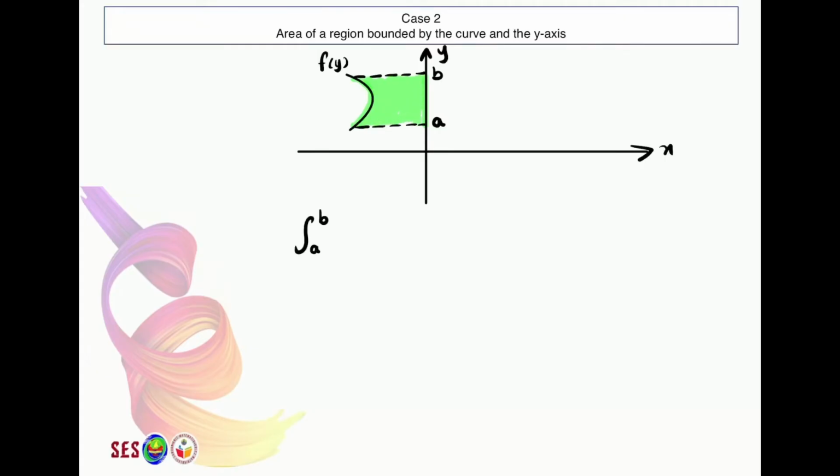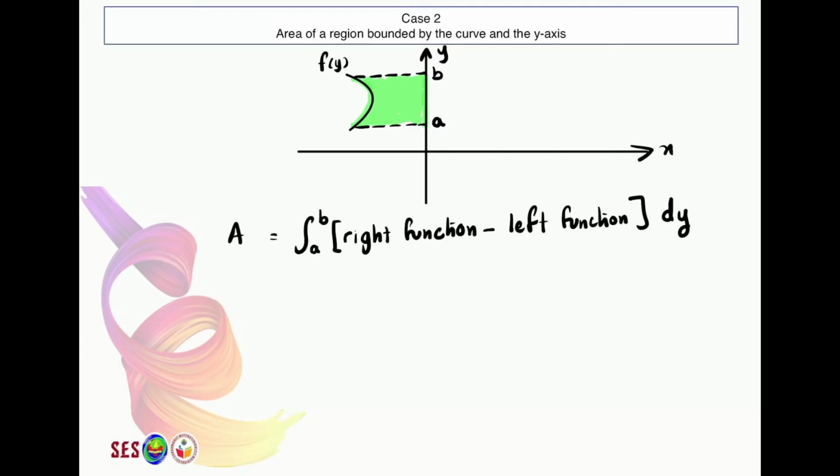We call our formula the integral from a to b. We take the right function minus the left function. The whole thing you would need to integrate with respect to y, because we are currently finding the area of a region bounded by the curve and the y-axis. So that's why we integrate with respect to y. So these functions inside have to be in terms of y.